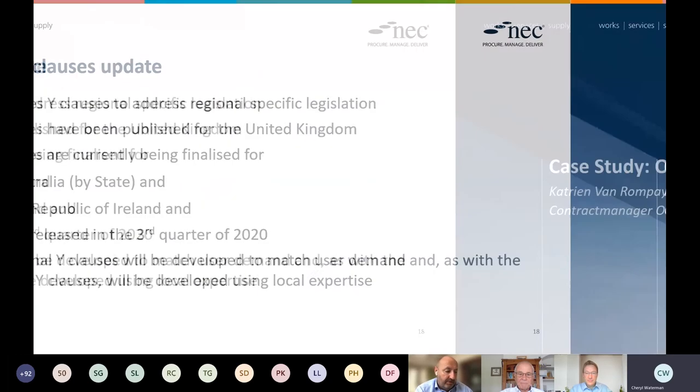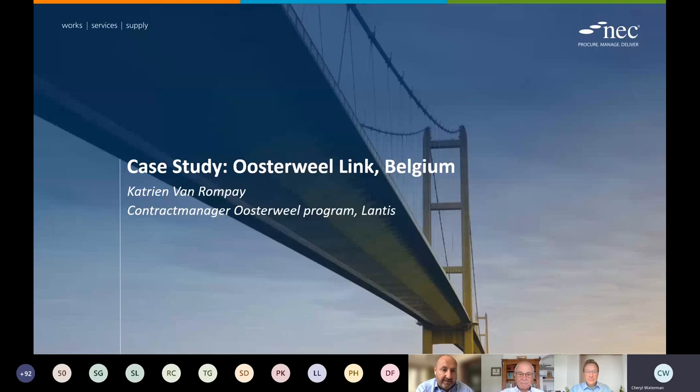Okay, so moving on the agenda then, we're now going to have a case study on the Oosterweel project in Belgium. And Catherine Van Rompuy is going to take us through this particular session. Catherine is Lantis' contract manager for the Oosterweel programme. She's a civil engineer with a background in infrastructure project management and international development.